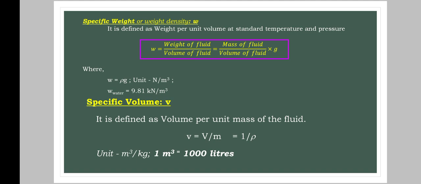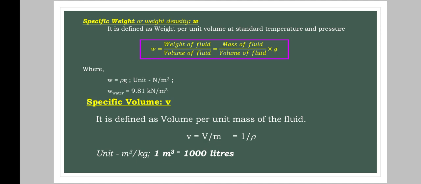The next thing is specific weight or weight density. It is also defined as weight per unit volume at standard temperature and pressure. So the weight of the fluid is divided by the volume of the fluid, which gives the value of the specific weight. The formula is w equal to rho into g, and the unit will be Newton per meter cube. So the weight density of water will be 9.81 kilonewton per meter cube.